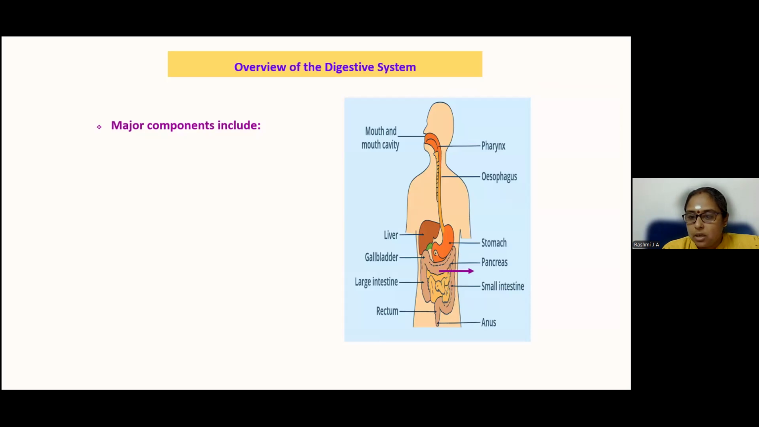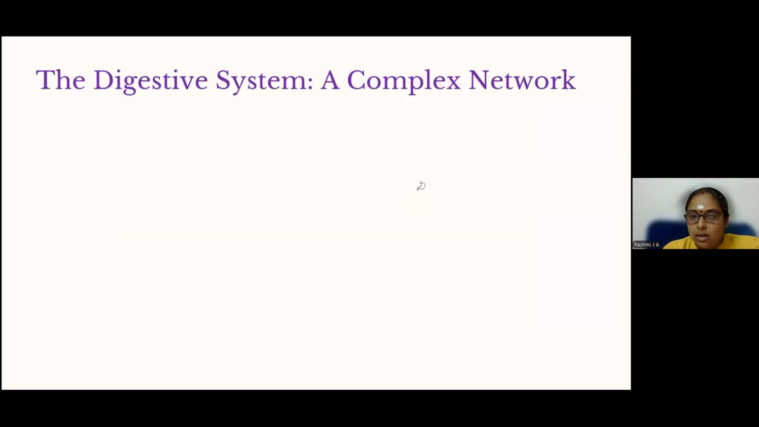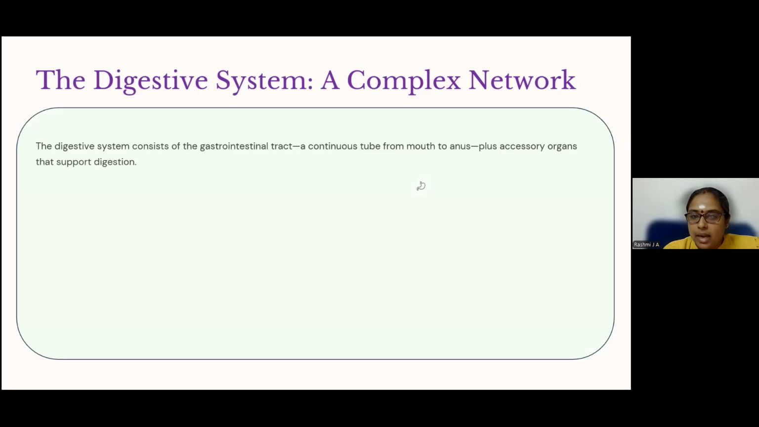Now, what are all the major components? The first is the mouth, teeth, and tongue. Then we have the esophagus, a long tube. Then the stomach, liver, pancreas, and gallbladder. Then we have the gastrointestinal tract, with two intestines, large and small. The large intestine ends with the anus. The digestive system is a complex network: it has the gastrointestinal tract, a continuous tube from mouth to anus, plus the accessory organs that support digestion.